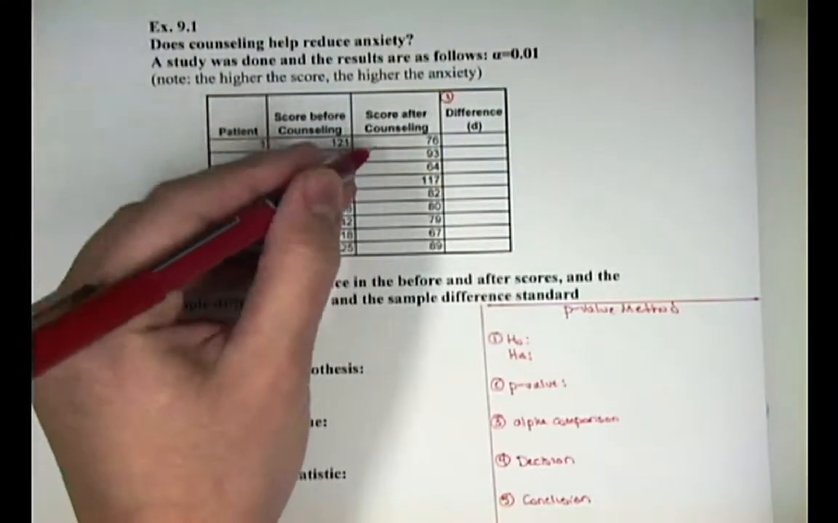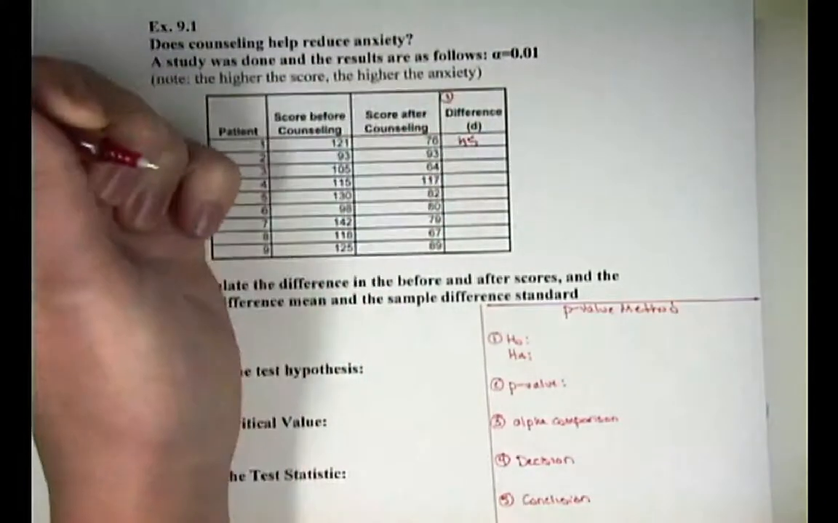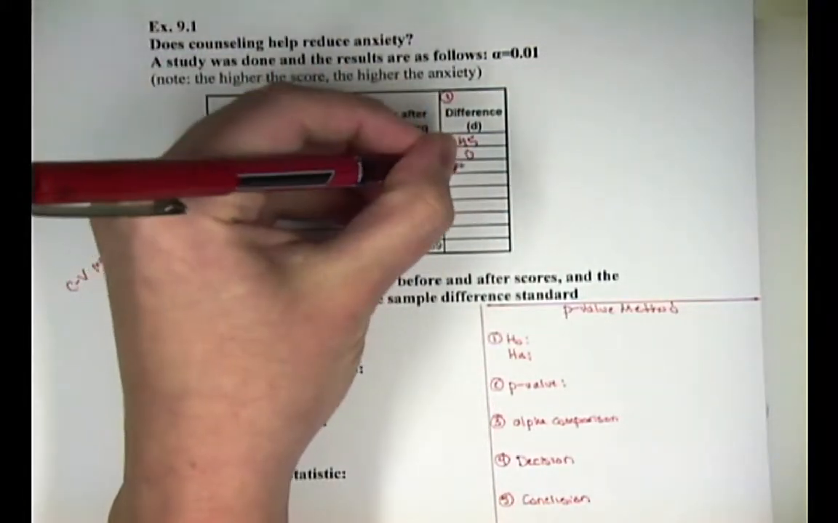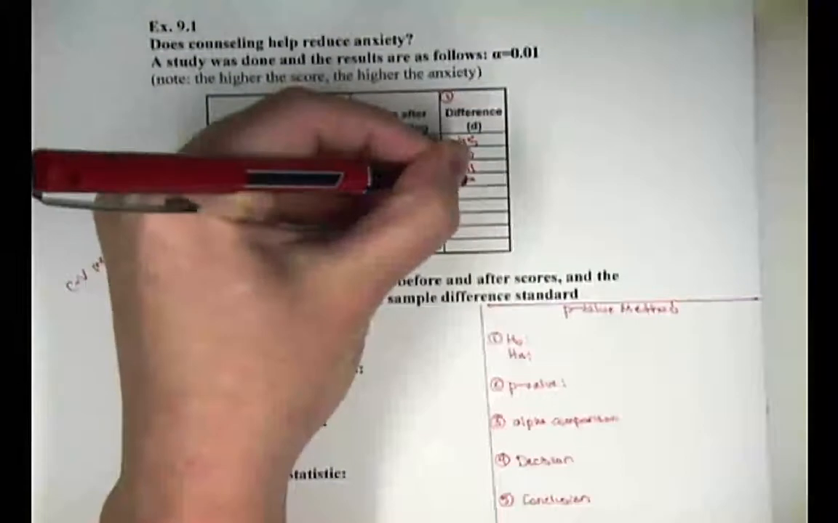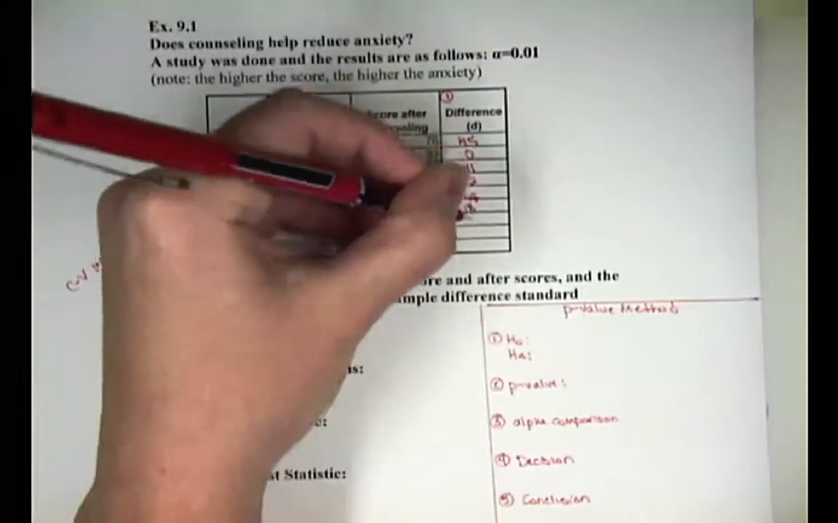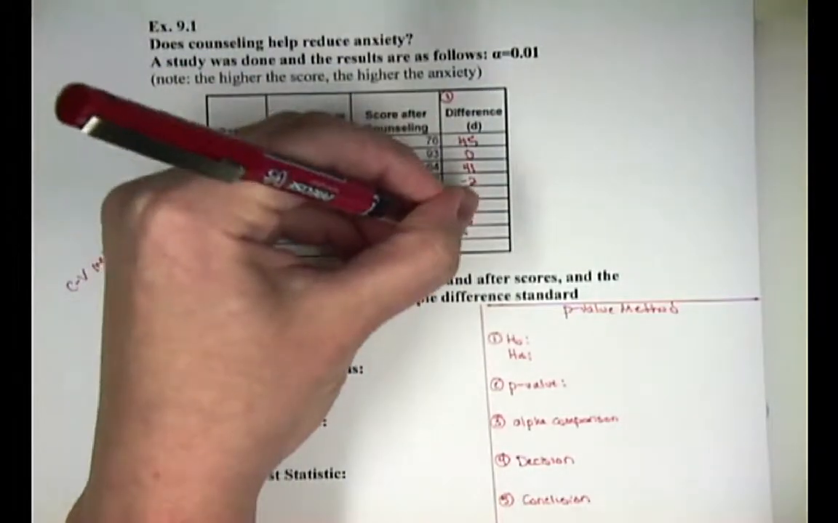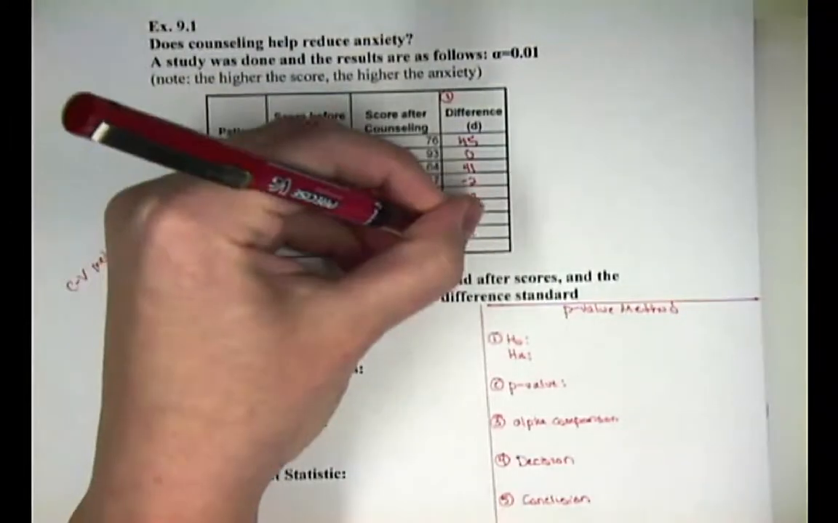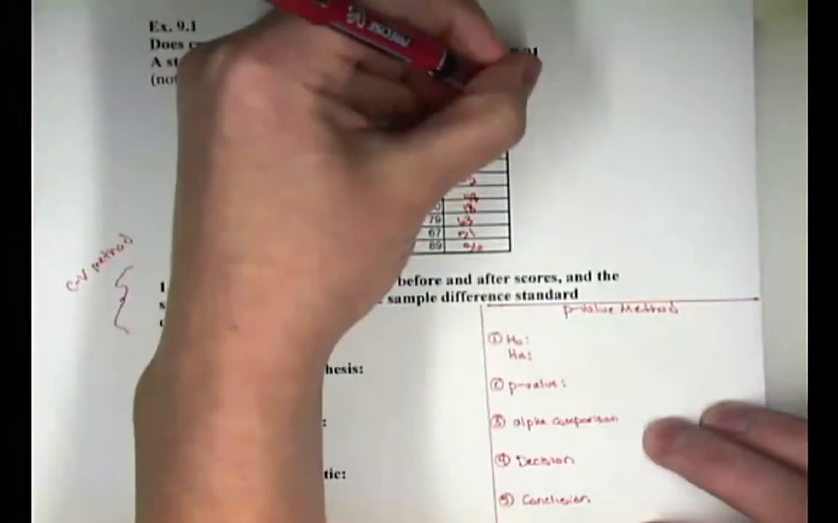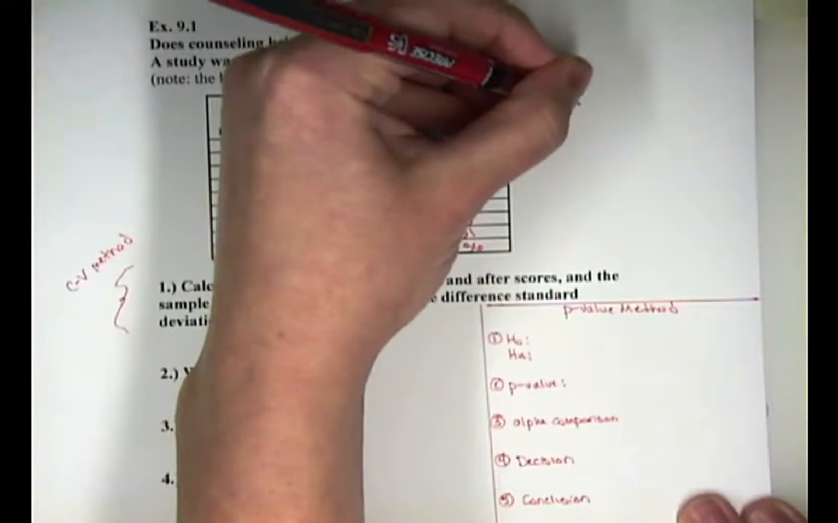So 121 minus 76 gives you 45. 93 minus 93 gives you 0. And keep going down the list. You should be getting 41, negative 2, 48, 18, 63, 51, 36. Okay? And then your next thing that you have to do is you have to calculate d bar and the standard deviation of the differences.